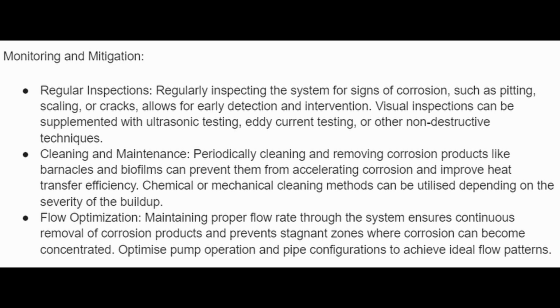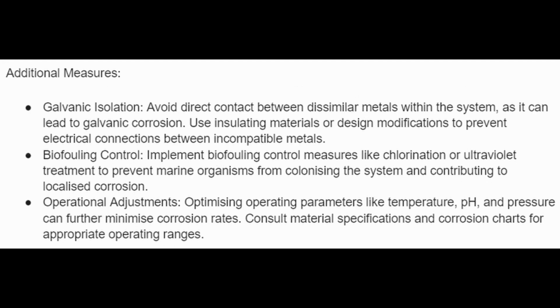Flow optimization. Maintaining proper flow rate through the system ensures continuous removal of corrosion products and prevents stagnant zones where corrosion can become concentrated. Optimize pump operation and pipe configurations to achieve ideal flow patterns. Additional measures. Galvanic isolation. Avoid direct contact between dissimilar metals within the system, as it can lead to galvanic corrosion. Use insulating materials or design modifications to prevent electrical connections between incompatible metals.